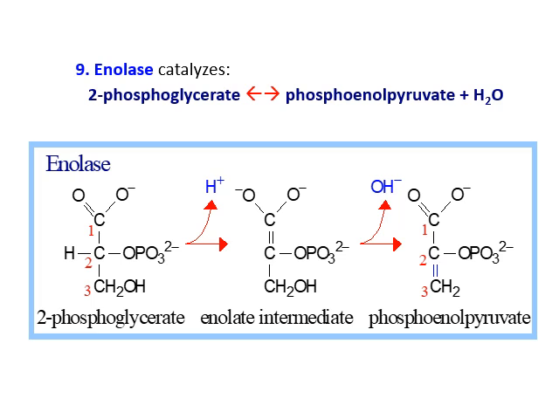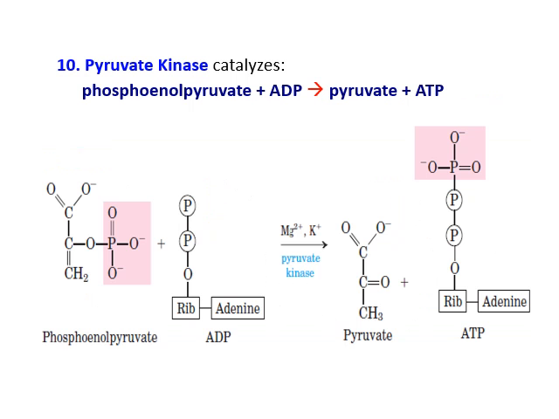In the last step of glycolysis, a high energy phosphate group is transferred to form ATP by the pyruvate kinase enzyme, forming pyruvate. This enzyme requires potassium ions or magnesium ions that bind to the active site of the enzyme pyruvate kinase. This is the reaction of glycolysis.